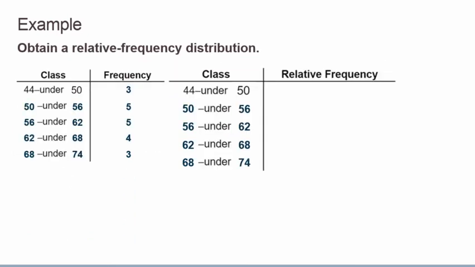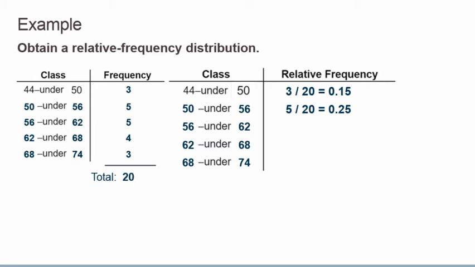Example: obtain a relative frequency distribution. Using the frequency distribution that we just created, we are now going to find the relative frequency for each class. The first thing that you need is the total frequency, which we know to be 20. To find the relative frequency, you divide the frequency by the total. So for our first class, 44 to under 50, it is 3 divided by 20, which is 0.15. For my second class, 50 to under 56, it's 5 divided by 20, which is 0.25.